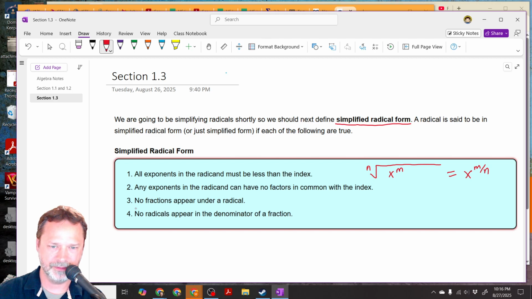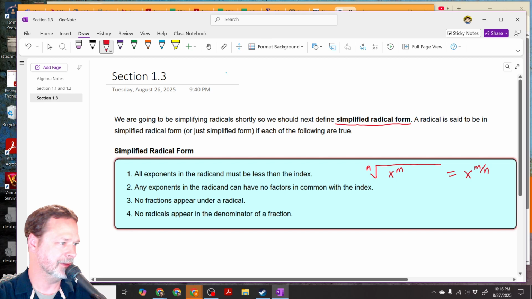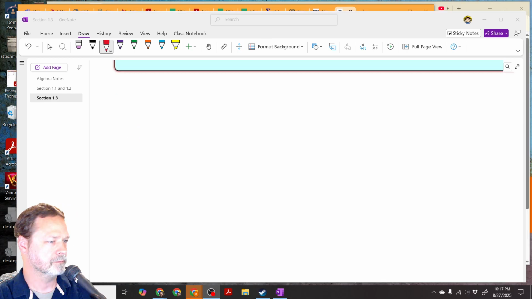That's number 2. Number 3, no fractions appear under a radical. So we don't want any fractions in here. And 4, no radicals appear in the denominator of a fraction. That's easy enough. Let's do a couple examples.